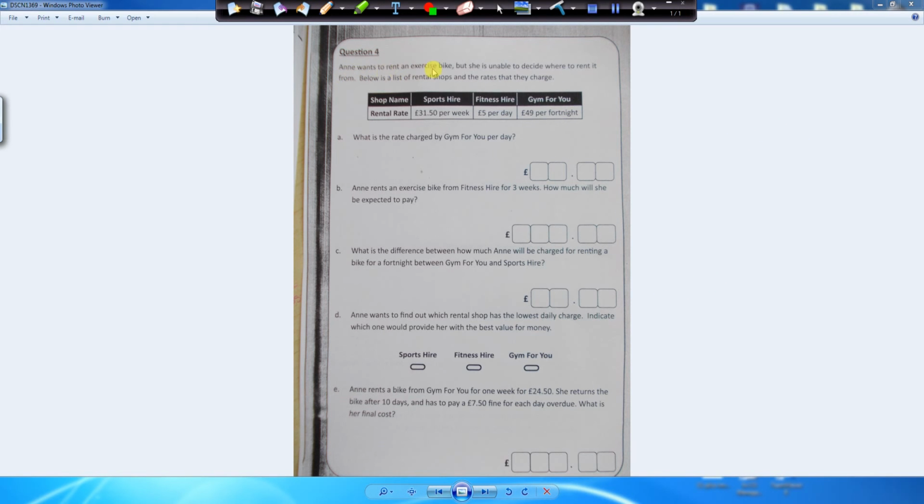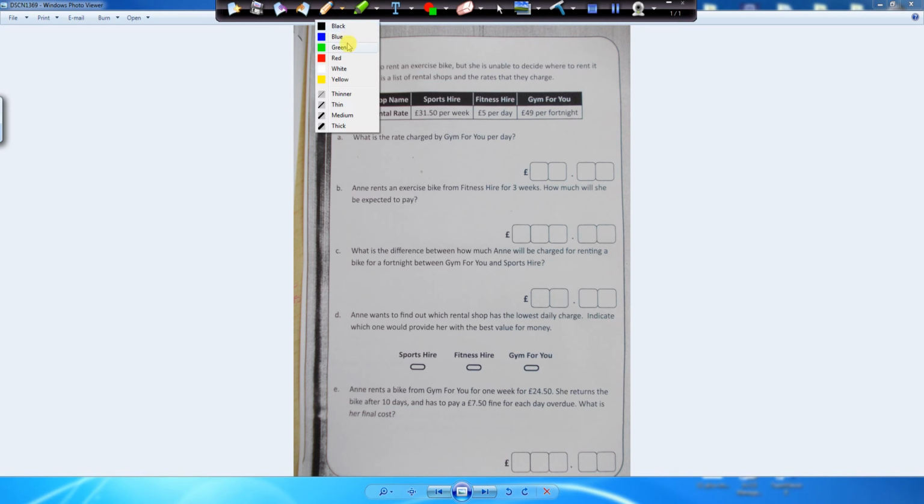Okay, right, question number 4. Anne wants to rent an exercise bike, but she's unable to decide where to rent it from. Below is a list of rental shops and the rates they charge. Sports hire, fitness hire, gym for you: per week, per day, per fortnight. What is the rate charged by gym for you per day?